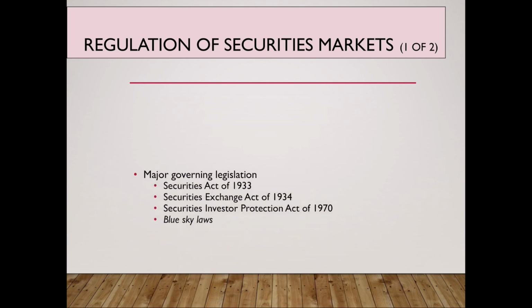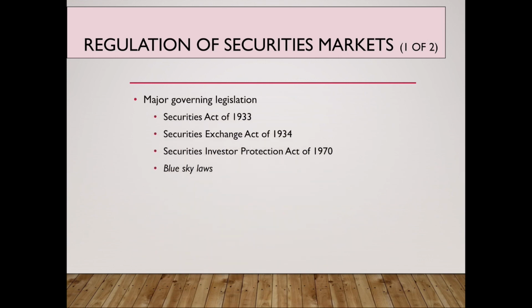Just some quick recap here. We have some major governing legislation, being the Securities Act of 1933, which required full disclosure of relevant information relating to the issue of securities. And then in 1934 is when the SEC was established. You also have the Securities Investor Protection Act of 1970, which is very similar to the FDIC and banks, but this Securities Investor Protection Act protects investors in the event of brokerage firms failing. And then we also have blue sky laws. So blue sky laws are simply your state laws.